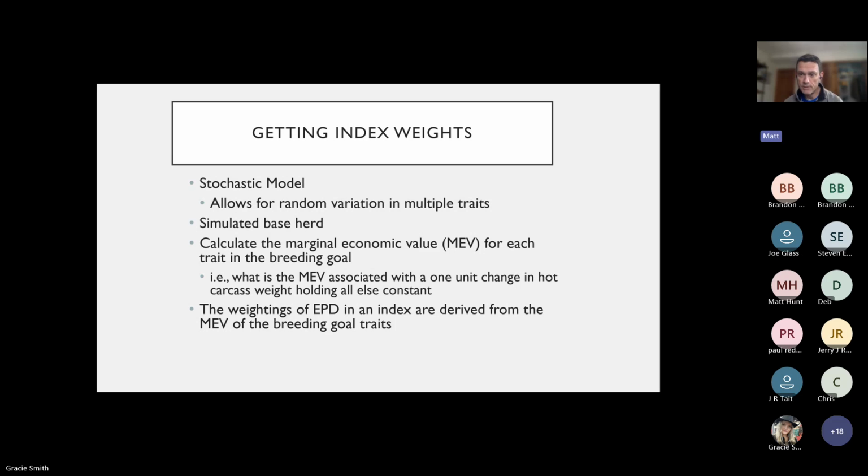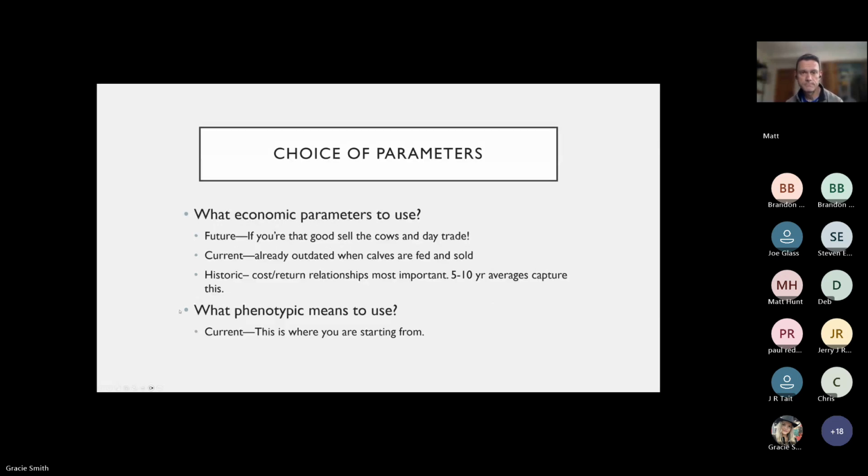or some function of it, because if we're using indicator traits, we would leverage the genetic relationship between that indicator trait and the trait that's really economically impactful. So it's not, well, this feels like the right way to weight a trait. It's really economically based. Next slide, please.